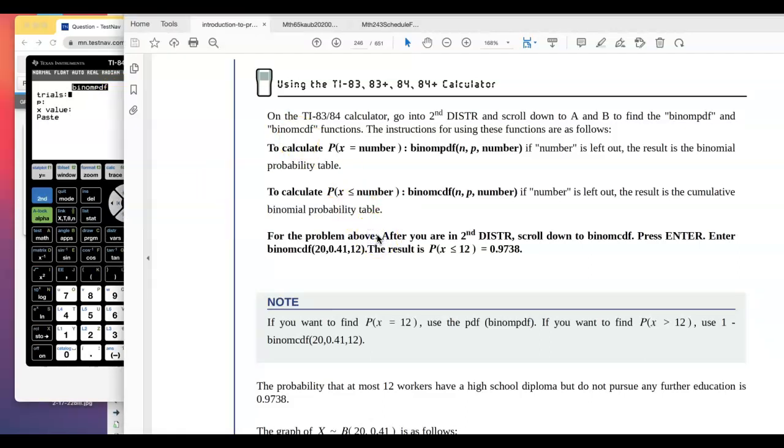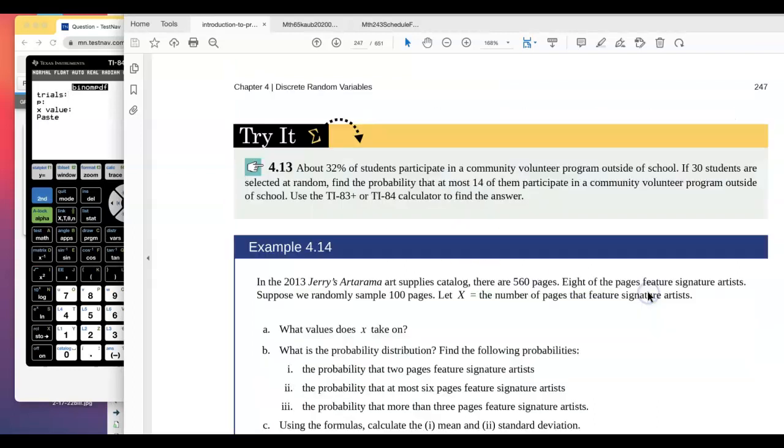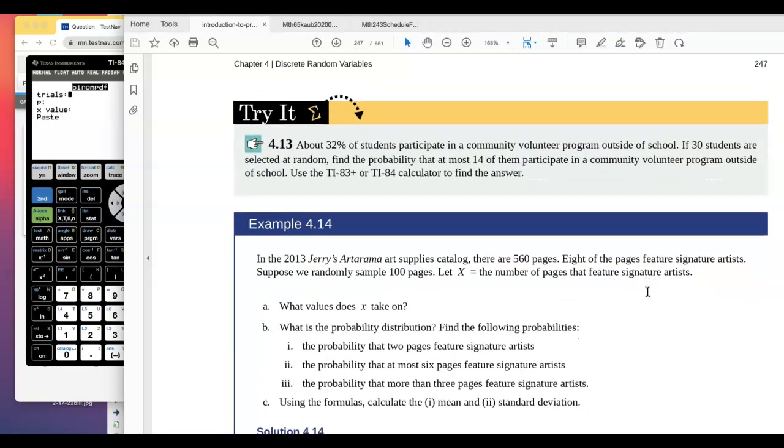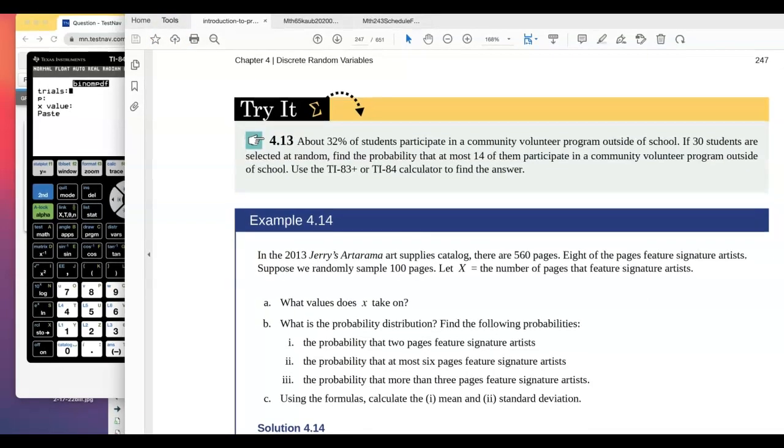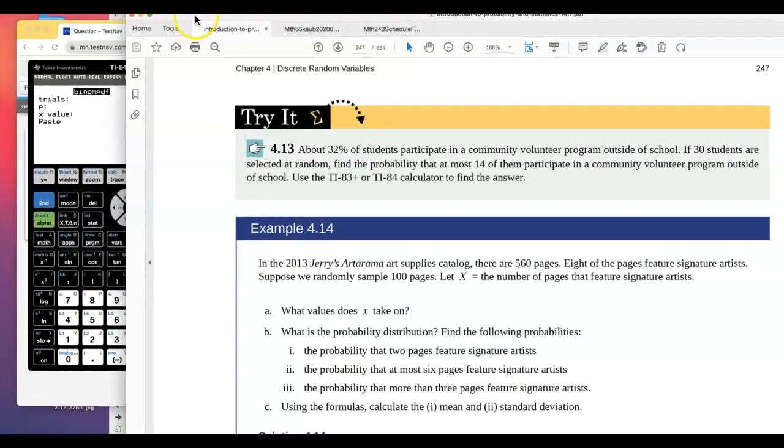Find the probability using your calculator. All right, so here's a problem. It says about 32% of students participate in a community volunteer program outside the school. If 30 students are selected at random, find the probability at most 14 of them are in the community volunteer program outside of school. Okay, so basically we're going to use at most, so that's going to be less than or equal to 14. When it says at most, that's what it is.